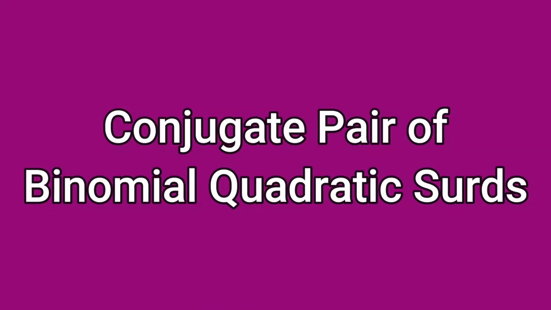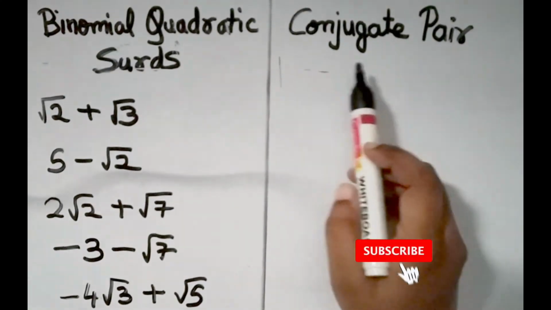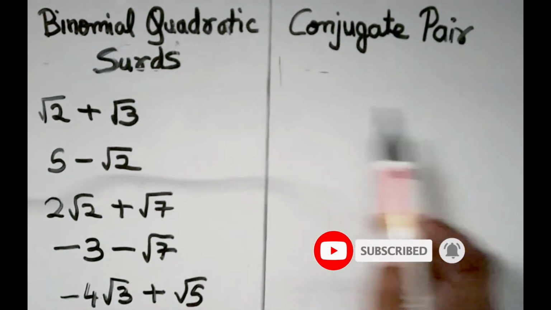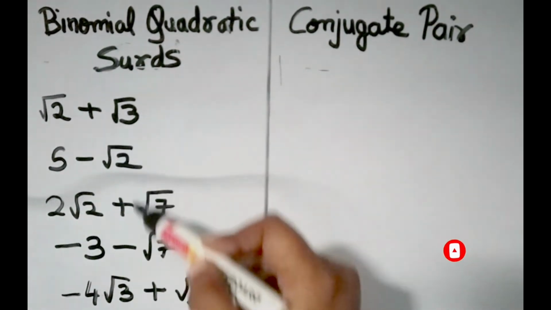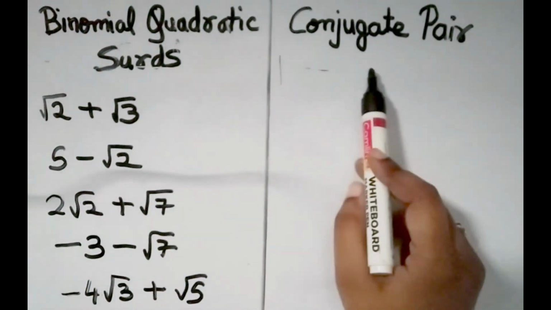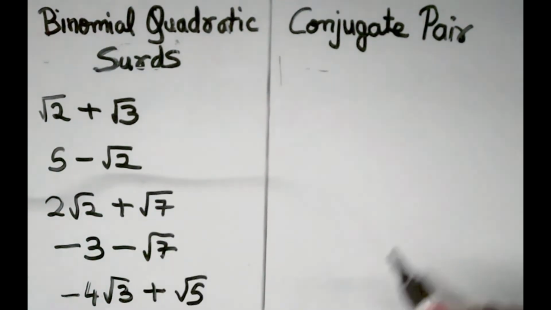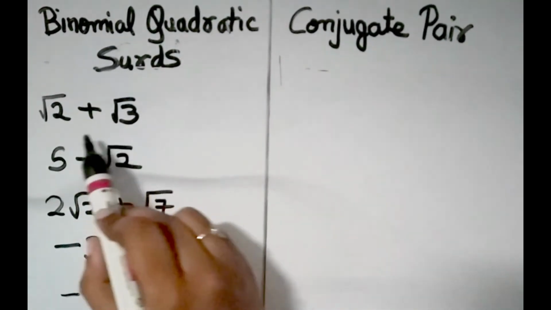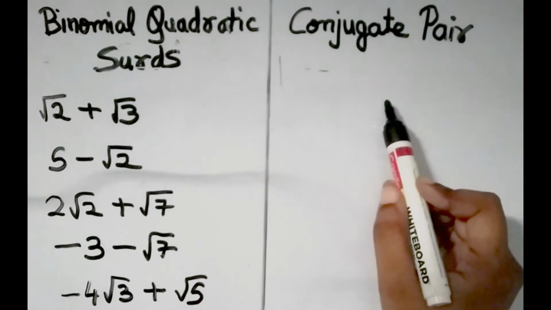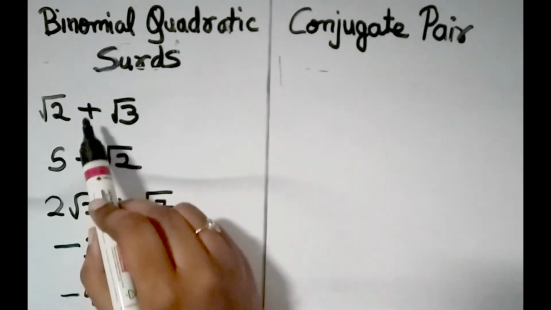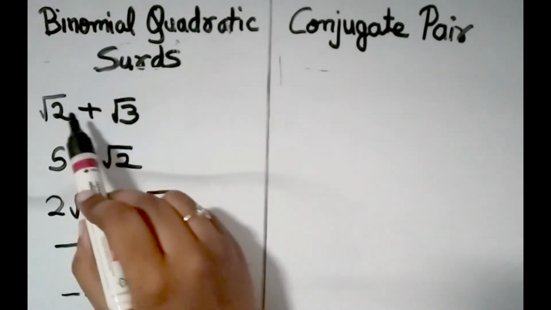Next we will see about conjugate pairs of binomial surds. Now we will see conjugate pairs of binomial quadratic surds. Okay. Now see here, there are examples of binomial quadratic surds. Now we will see what the conjugate pairs of these surds are. Okay. First example is root 2 plus root 3. It is a binomial quadratic surd. Now what do we have to do for a conjugate pair? See here, the sign between the two terms is plus.